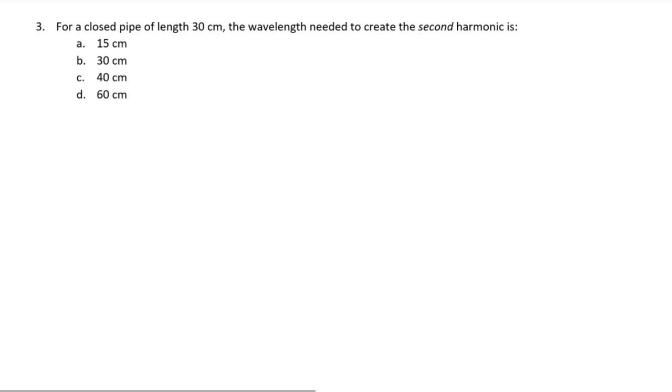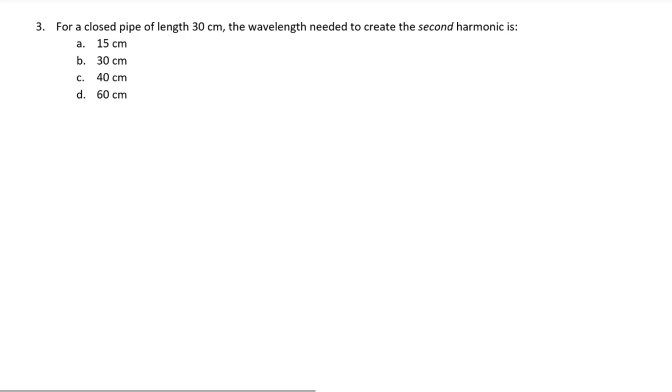The next question is dealing with standing waves that we just talked about, in this case in a closed pipe. For such a closed pipe, which has a length of 30 centimeters, what is the wavelength needed to create the second harmonic? Is it 15, 30, 40, or 60 centimeters?